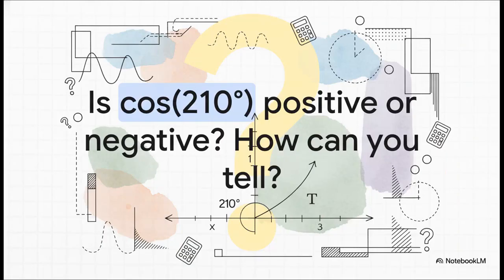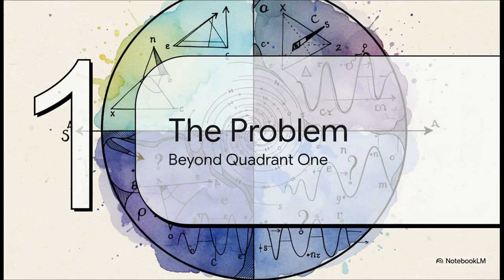You know, it's pretty easy to get comfortable in that first quadrant, right? Everything's positive, life is good. But then what happens when you get an angle like 210 degrees? Do you have to scramble for a calculator just to figure out if it's positive or negative? No way. Stick with me for a few minutes and you'll be able to answer that question in a split second.